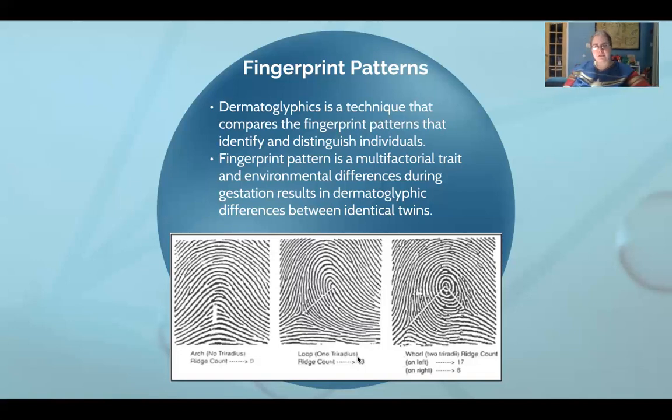Not all loops have 13. Some may have 5, some might have 23. And that's why we can get such a wide variation. Now with the whorl, there's 2 triradii. There's usually one that's closer and one that's farther. And you'll count both of those. So the one on the left, there's a ridge count of 17 to this triradius, and this one has a ridge count of 8. Arch does not have any triradius, so you don't have to count that.